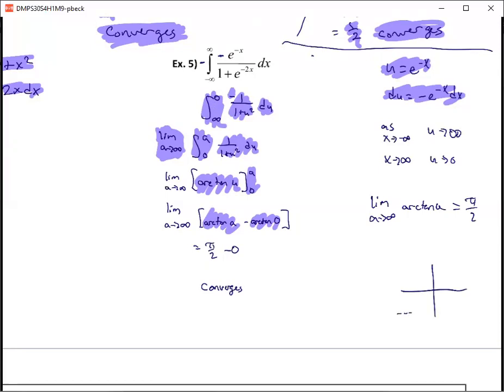The graph of arctangent of x will look something like this, where we have two horizontal asymptotes. This one is pi over 2. This one is negative pi over 2. So you're expected to know the limit as a approaches infinity of arctangent of x, or as a approaches negative infinity of arctangent of x. But then we get pi over 2, which is a value, so it converges.